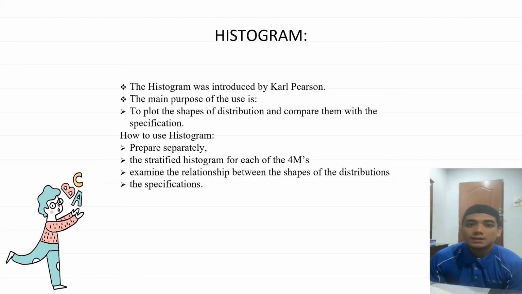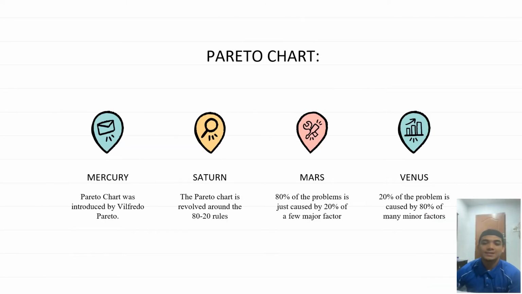Okay, next, histogram. The histogram was introduced by Karl Pearson. The main purpose of the use is to plot the shape of distribution and compare them with the specification. And how to use histogram? Prepare separately the stratified histogram for each of the 4Ms. Examine the relationship between the shape of the distributions, and the last, the specification.